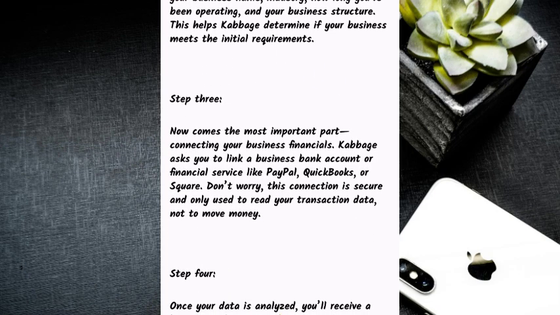This helps Kabbage to determine if your business meets the initial requirements. Step 3, and now comes the most important part, connecting your business finances. Kabbage asks you to link a business bank account or financial service like PayPal, QuickBooks, or Square. Don't worry, this connection is secure and only needs to read your transaction data, not to move your money, so you don't have to worry about that.